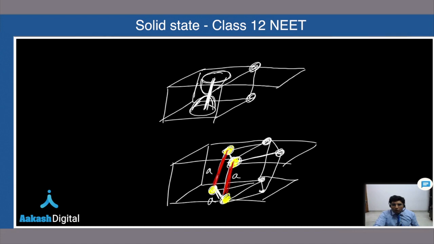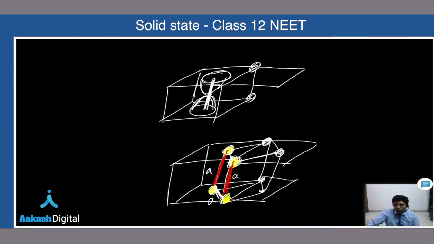If all 8 are touching each other, these 4 are touching each other: 1, 2, 3, 4. They all are touching each other, and they are the same atom. It means all distances will be the same. Sure, 100%. 8 atoms are there. All 8 atoms have the same radius. That will be A equals 2R. That will be simple cubic.